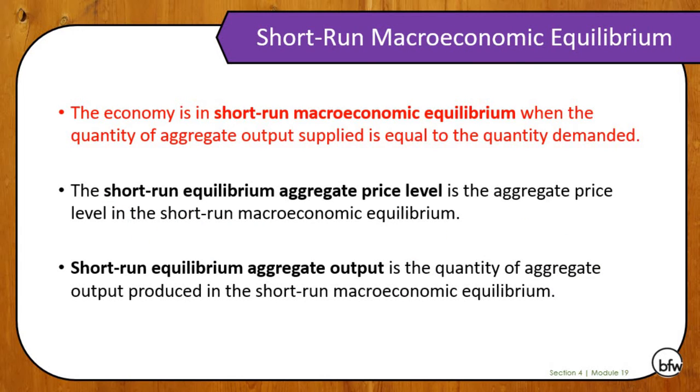Okay, so short run macroeconomic equilibrium. Basically, the economy is in short run macroeconomic equilibrium when the quantity of aggregate output supplied is equal to the quantity demanded. That gives us a short run price level and a short run equilibrium output.